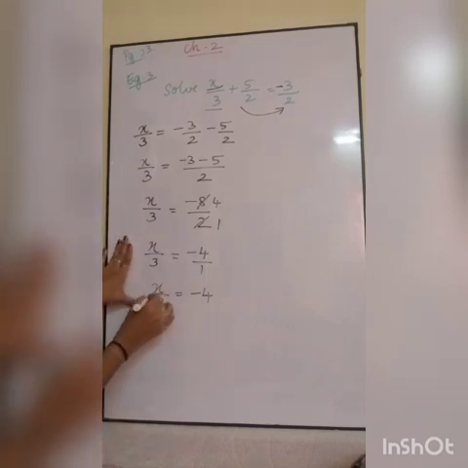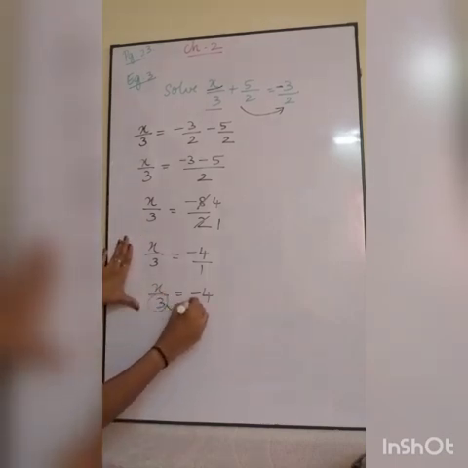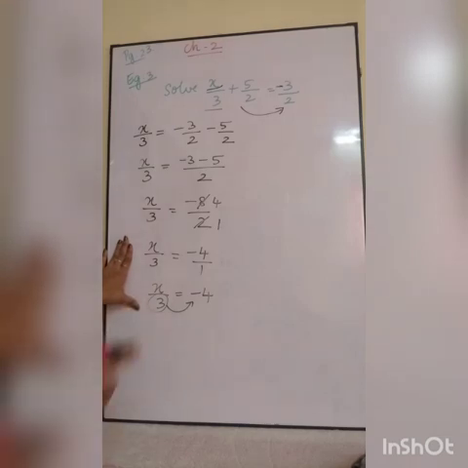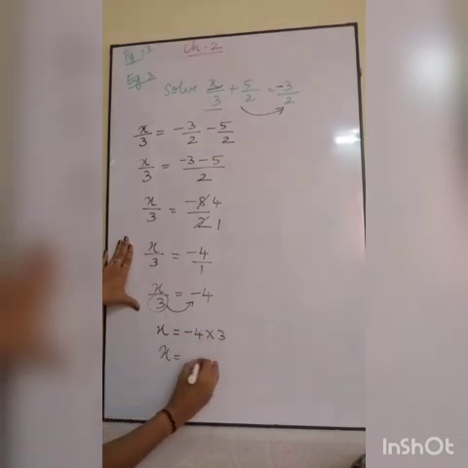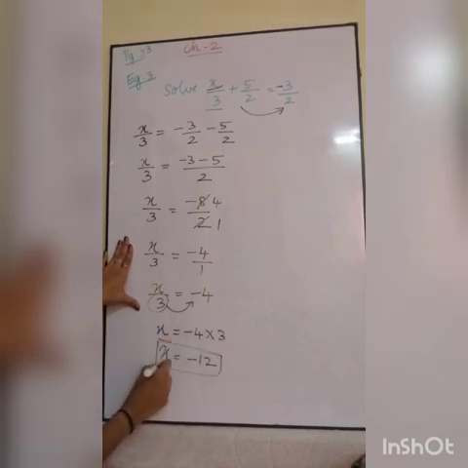Next, you should remove this 3. So can we bring it to that side? It is division by 3, so if it goes to that side, it will become multiplied by 3. x is equal to minus 4 into 3. x is equal to 4 threes are 12, minus into plus is minus 12. So what is the x value?